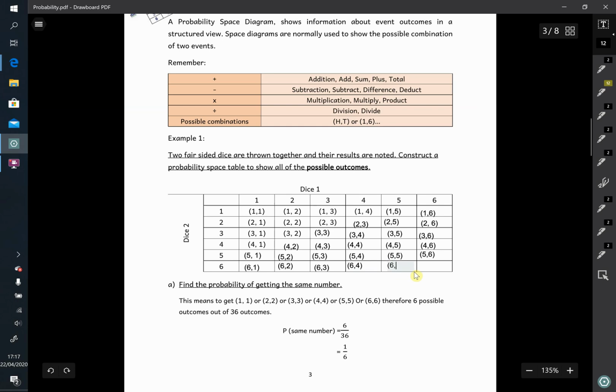Row 6, 5. Let me do it again. Row 6, 6. Brilliant. Now, we created our probabilities. We filled in our probability space. Brilliant. Now it's telling me to find the probability.